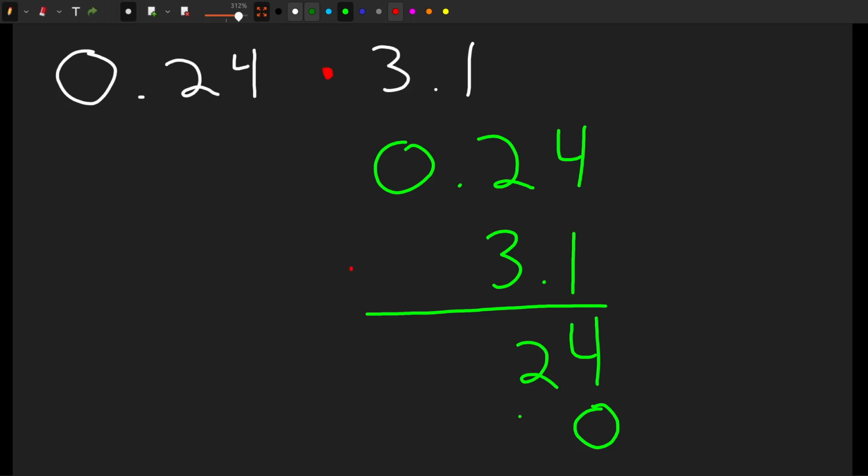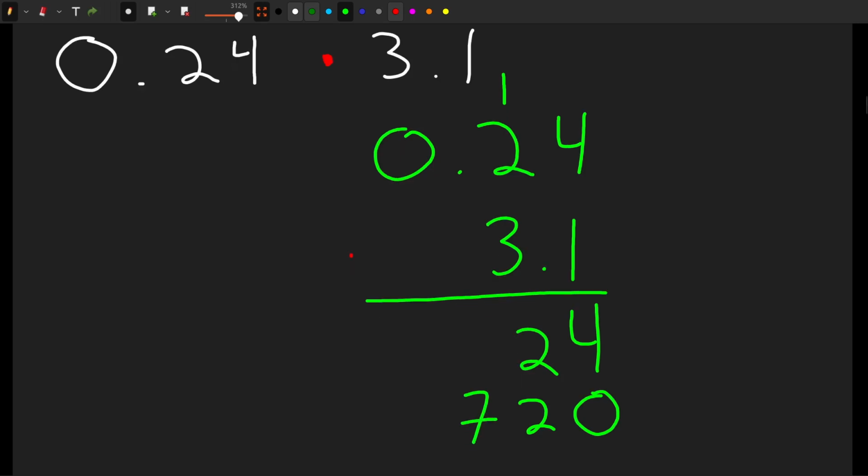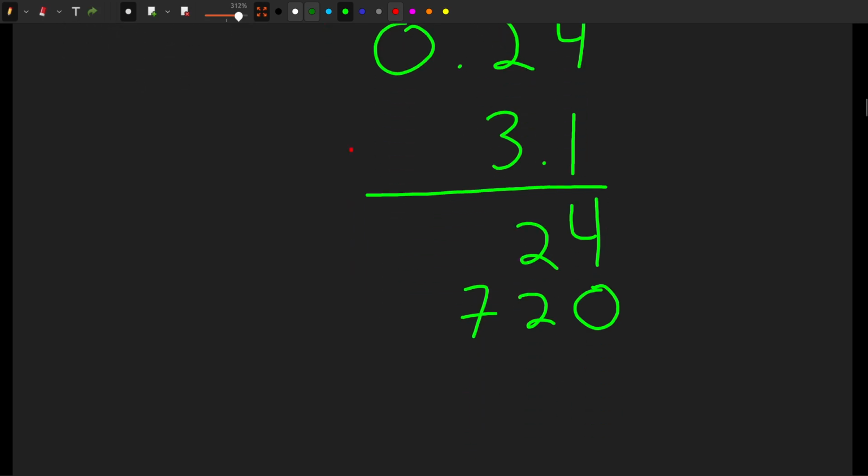3 times 4 is 12, carry the 1. 3 times 2 is 6, and then add the one more to make it 7. And now we're going to add these two. We're going to get 4, 4, and 7.